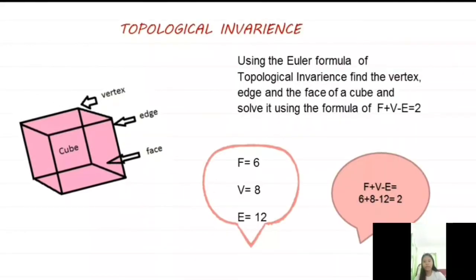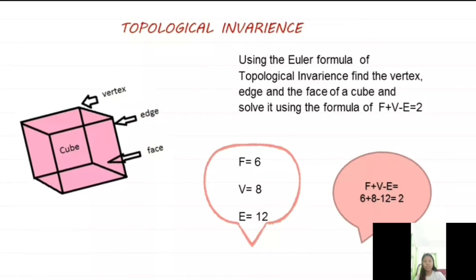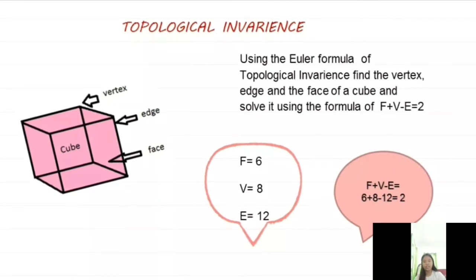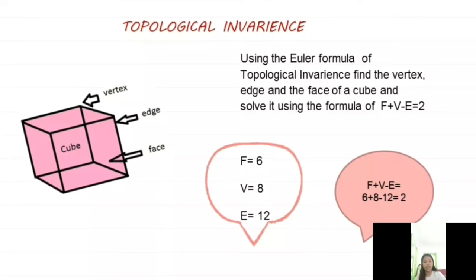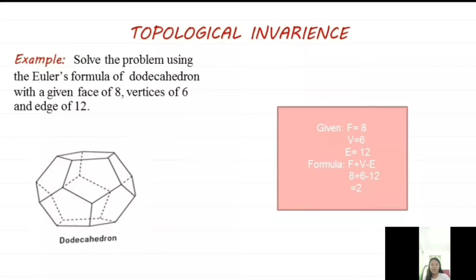Solve a problem about topological invariance. Using Euler's formula, find the vertices, edges, and face of a cube. Using the formula of f plus v minus e. The cube has 6 faces, 8 vertices, and 12 edges. F plus v minus e is equal to 6 plus 8 minus 12. The product of this is 2. Let's solve the next problem.